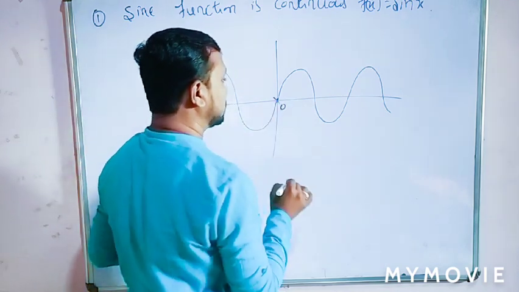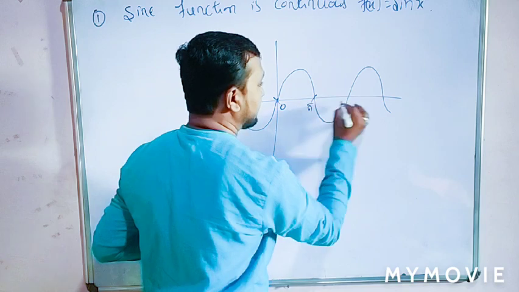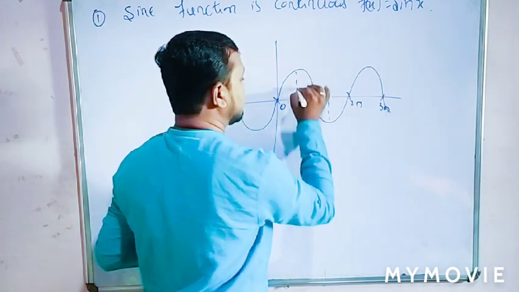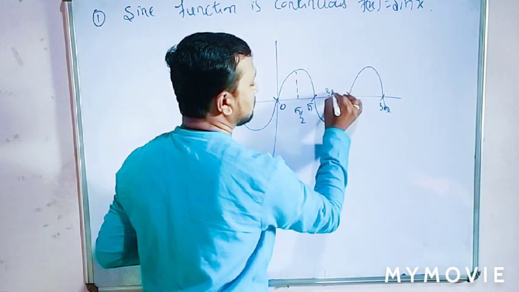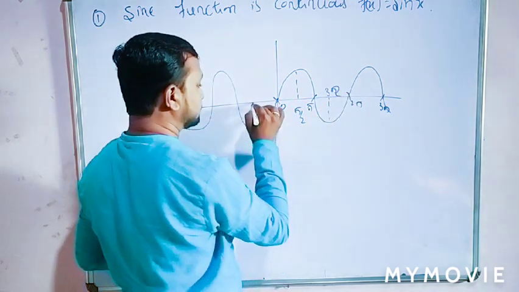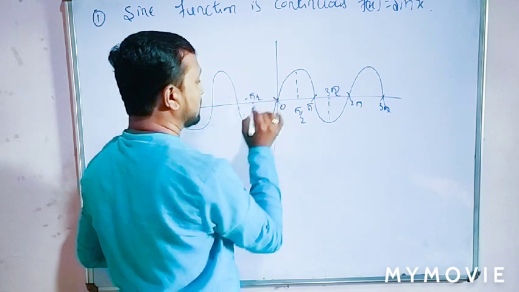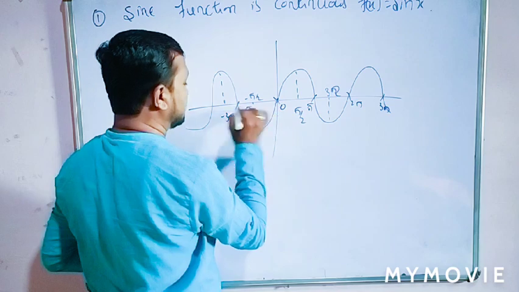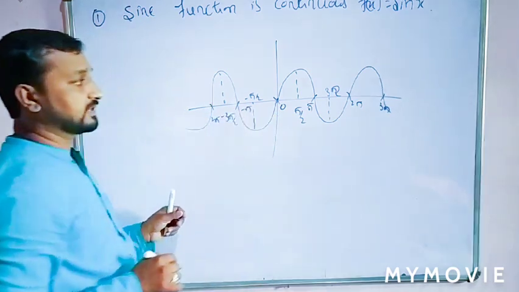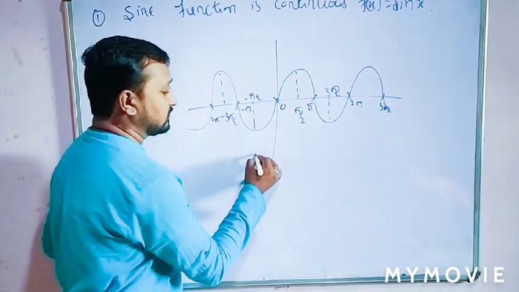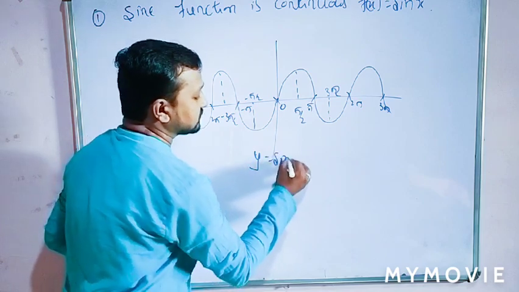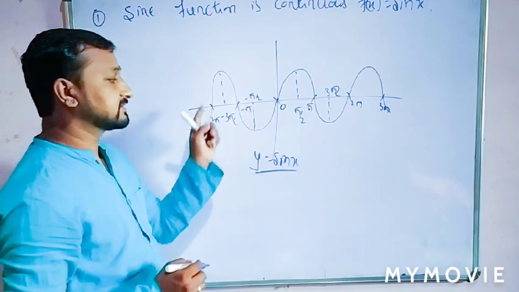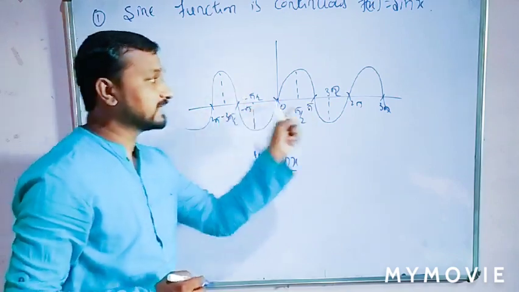Sine 0, 0, pi, 2 pi, 3 pi. This is pi by 2, 3 pi by 2, minus pi by 2, minus 3 pi by 2, minus pi, minus 2 pi. Here this is the graph of y is equal to sin x function. The sin x function is continuous in general.